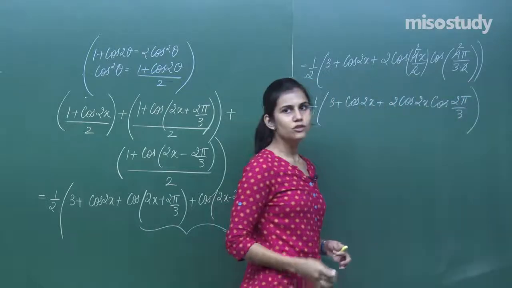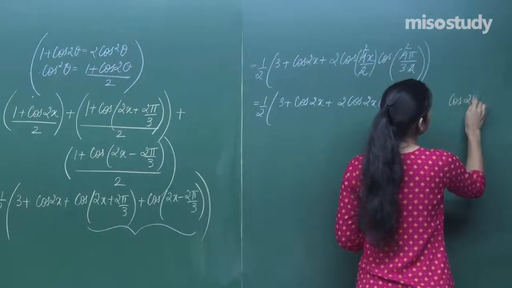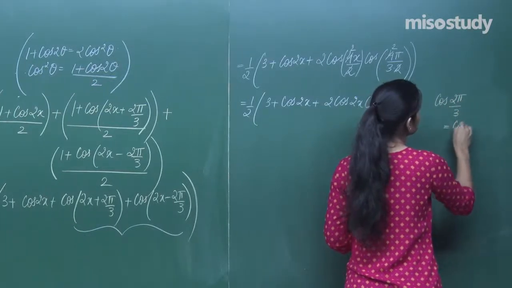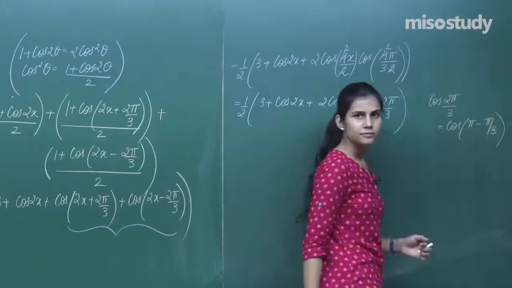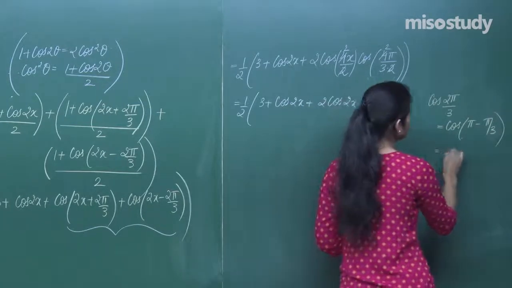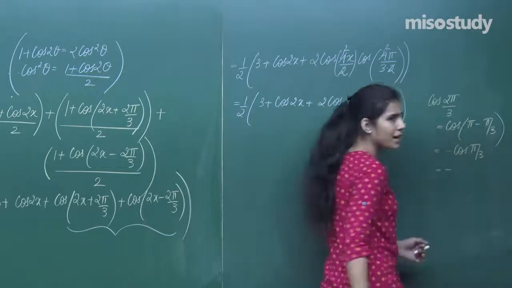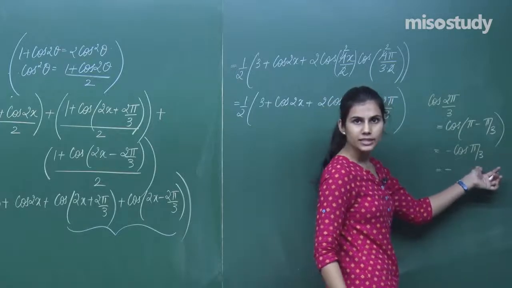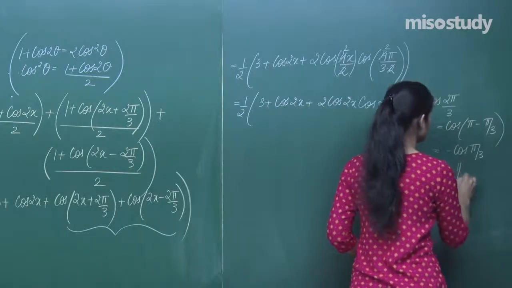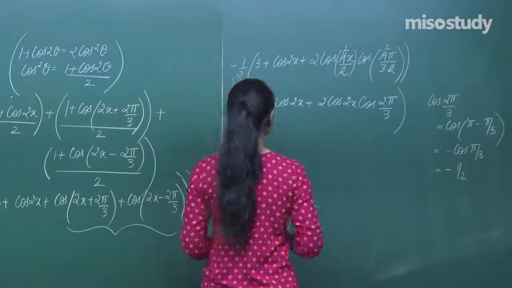Can you compute the value of cos 2 pi by 3? It can be very easily computed. This is cos of pi minus pi by 3. Right? Cos of 180 minus theta is minus cos theta. Pi by 3 means 60. Cos 60 is 1 by 2. So you get minus 1 by 2. I can directly replace cos 2 pi by 3 by minus 1 by 2.